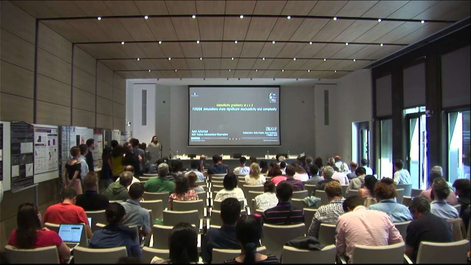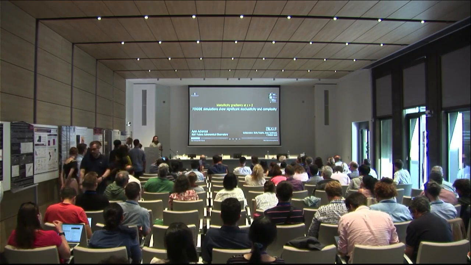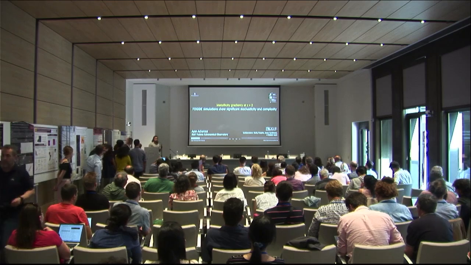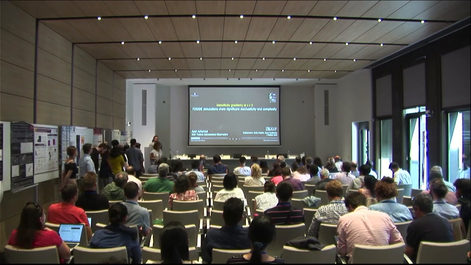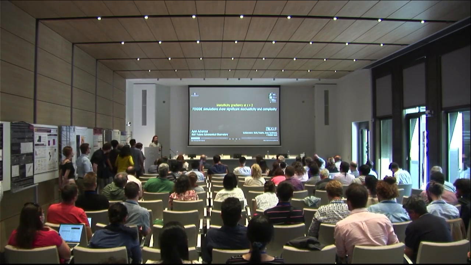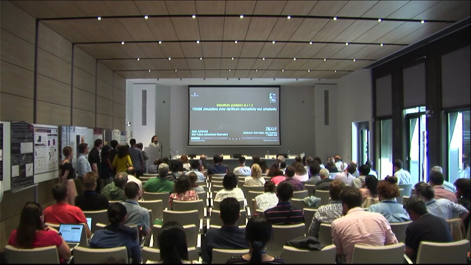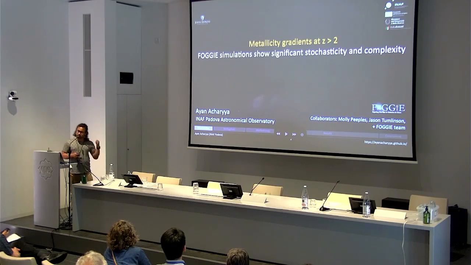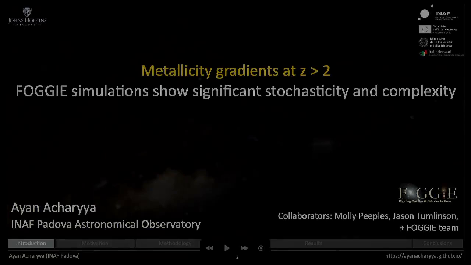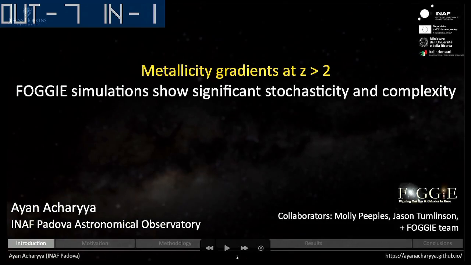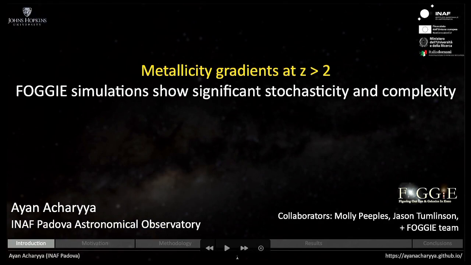Okay. Good afternoon, everyone. My name is Ayan Acharya. As of this month, I am a postdoc at INAF Padua, working with Benedetta Vulcani. You might have seen that my badge actually says Johns Hopkins University. If you met me at the conference last year at Johns Hopkins University, I was wearing a badge that said INAF. So I clearly like keeping people confused. Anyway, today my poster is about the work that I did when I was at Johns Hopkins University working with the FOGGIE group, FOGGIE Simulations group on metallicity gradients.